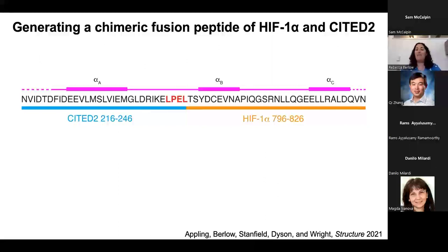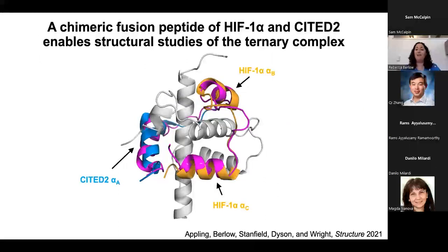And he was actually able, much to our surprise, to solve a crystal structure at 2 angstrom resolution of the fusion peptide bound to TAZ1. And what was most informative about this structure was that the corresponding motifs in the fusion peptide bound in almost the exact location of those motifs in the solution structures of CITED-2 or HIF-1 alpha bound to TAZ1. And so this was quite exciting. We finally had what we thought was a very nice model of the ternary complex formed between HIF-1 alpha and CITED-2 with TAZ1.